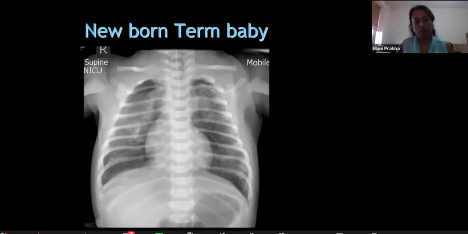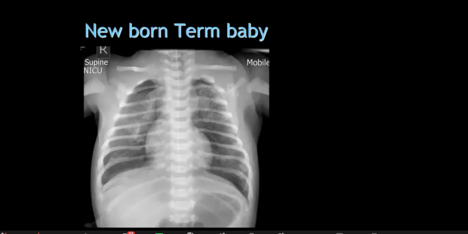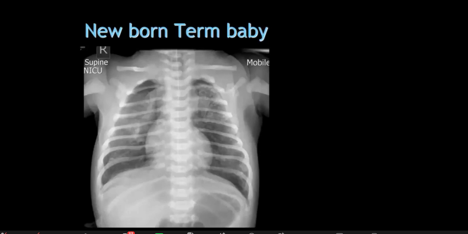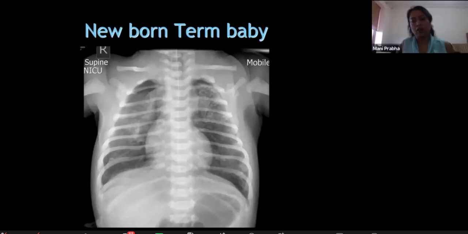And there's potentially mild overinflation in the context of a term baby, and assuming that there is some respiratory distress, which is why a chest radiograph has been performed. Appearances are likely to be consistent with meconium aspiration syndrome. Wonderful, fantastic description, and you just cracked it. This is indeed a case of meconium aspiration.